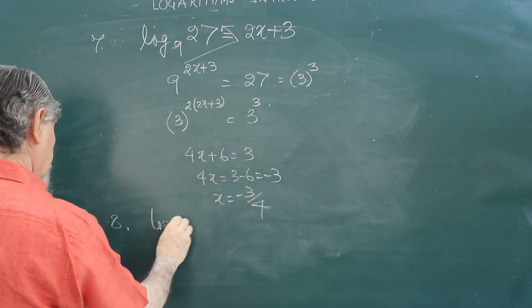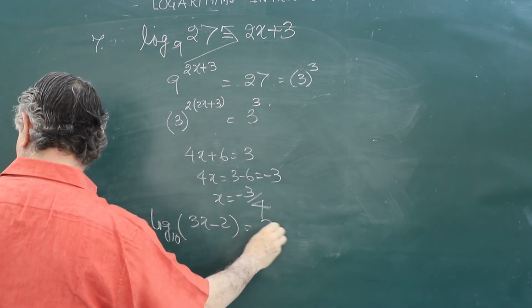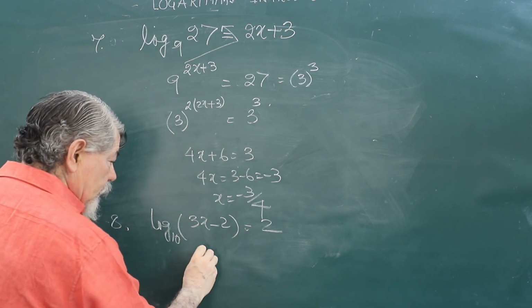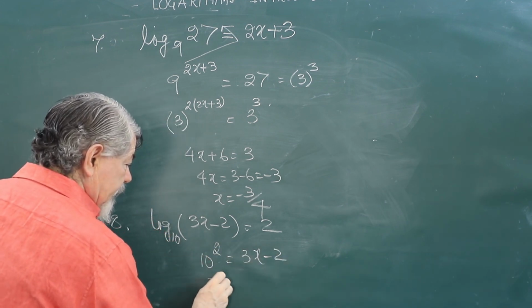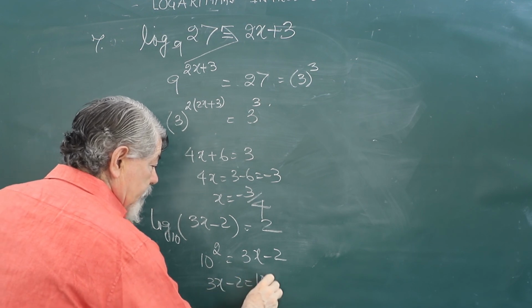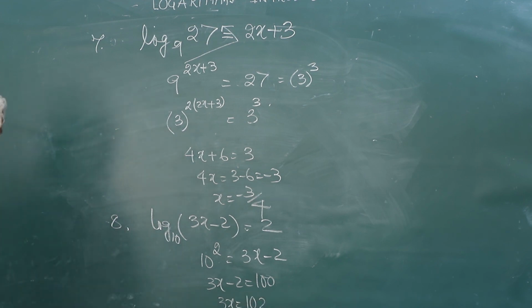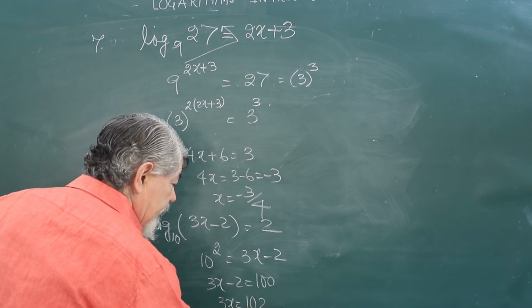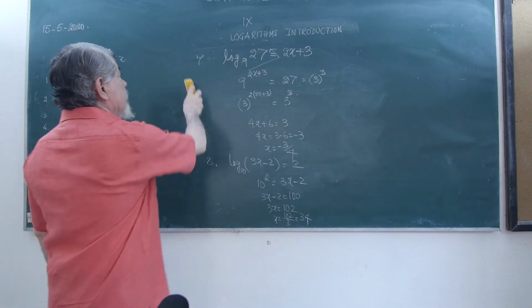Log 3x minus 2 to the base 10 is equal to 2. We have to calculate the value of x. So 10 to the power 2 will be equal to 3x minus 2. That is 3x minus 2 is equal to 100. 3x will be 102. So x will be 102 upon 3, that will be 34. If 102 is divided by 3, we get 34. So the value of x is 34. Now let's see question number 9.